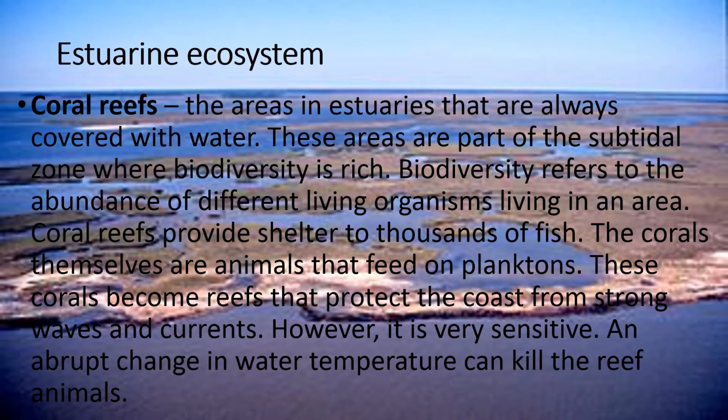The fifth type of estuarine ecosystem is the coral reefs. These areas in estuaries are always covered with water. These areas are part of the subtidal zone where biodiversity is rich. Biodiversity refers to the abundance of different living organisms living in an area. Coral reefs provide shelter to thousands of fish. The corals themselves are animals that feed on planktons. These corals become reefs that protect the coast from strong waves and currents. However, it is very sensitive. An abrupt change in water temperature can kill the reef animals.